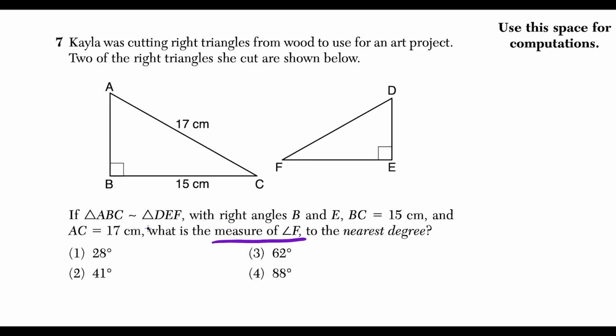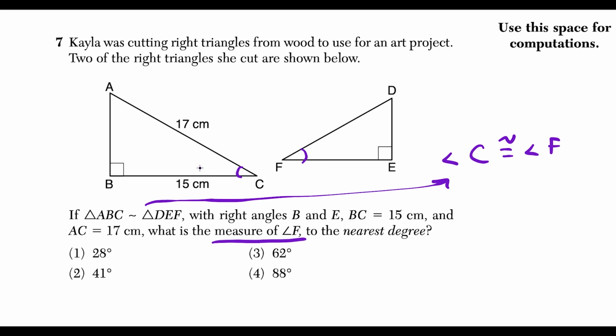So the idea is because these two triangles are similar, this tells us, and we'll draw this over here, that angle C is congruent to angle F. And that's because they're in corresponding locations. And the corresponding angles of similar triangles are congruent. So when we're looking for the measure of angle F, what we could find here is the measure of angle C, since those two are equal. So what do we know here?